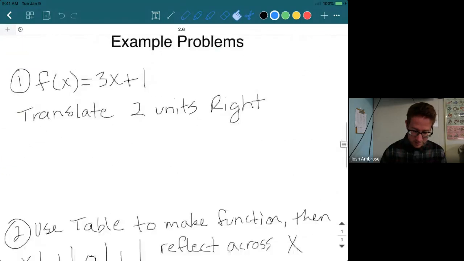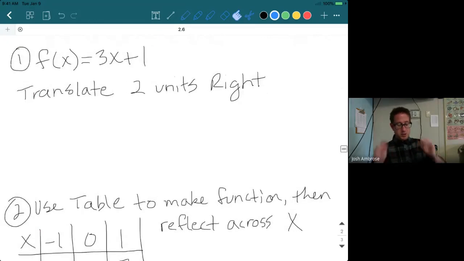Okay, so there we go. We're going to translate it 2 units to the right, and we only want to affect the x. All right, so if you want to take a look in the textbook, we are looking at example 1, but it's going to help us to have that picture. Again, that whole chart is right on page 134.